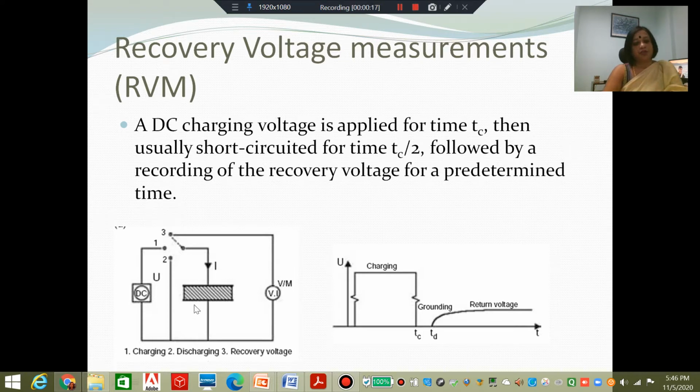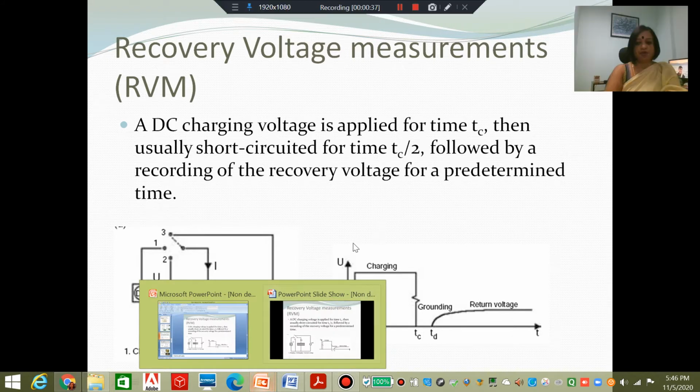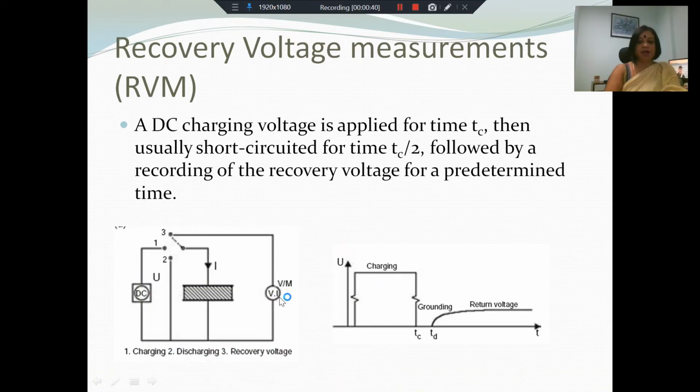In this, we have the sample here, and across the sample, a DC charging voltage is applied for a specific time. So for example, as you can see here, for time Tc, DC voltage is applied across the sample. After that, the supply is removed and the sample is short-circuited. We have a voltmeter here which registers the voltage during the short circuit conditions.